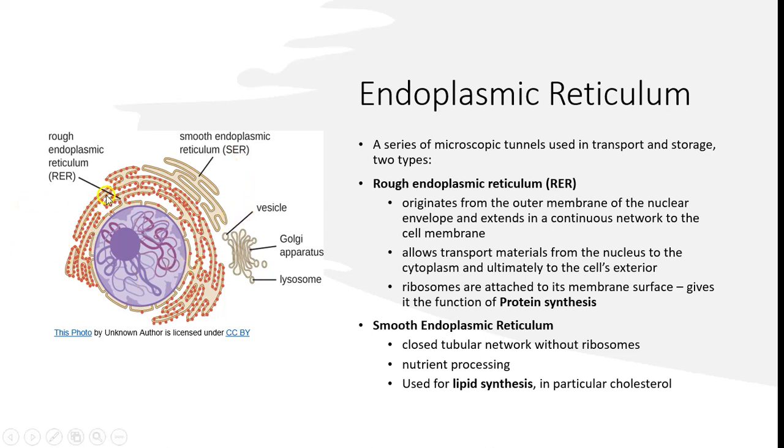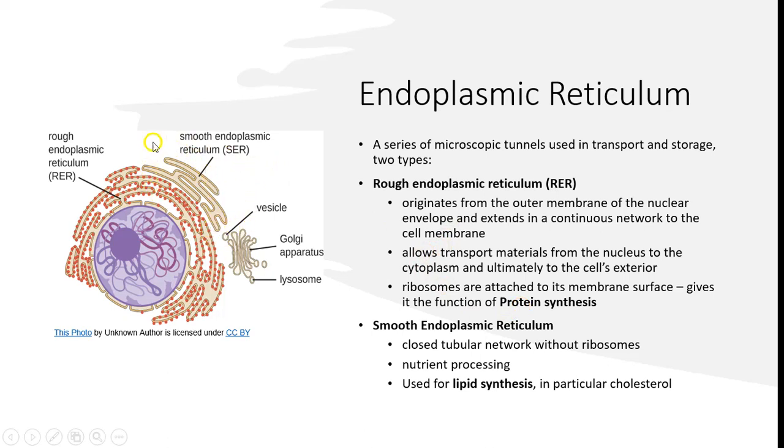So in the rough ER, in particular, it has these ribosomes, and the ribosomes are going to be the site for protein synthesis. We're going to learn more about that in our genetics chapter. All you need to know right now is that because of the ribosomes on it, the rough ER is not only for transport and storage, but it is also for protein synthesis.